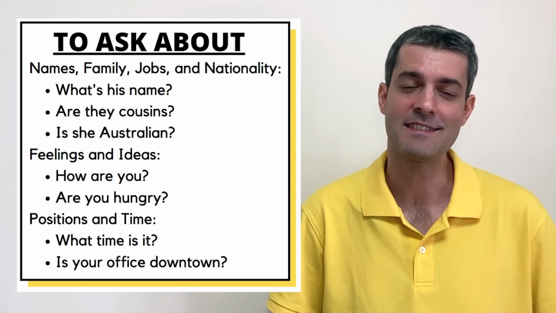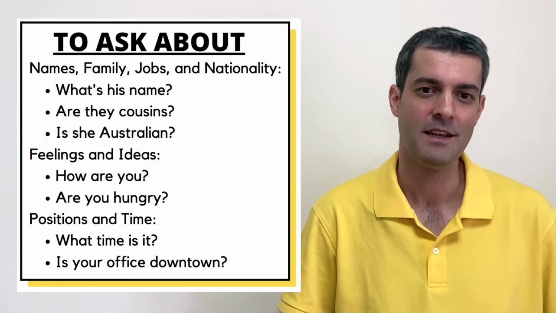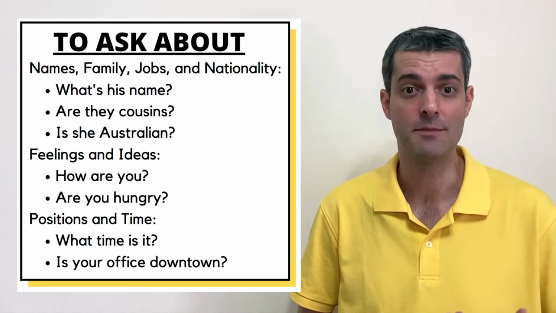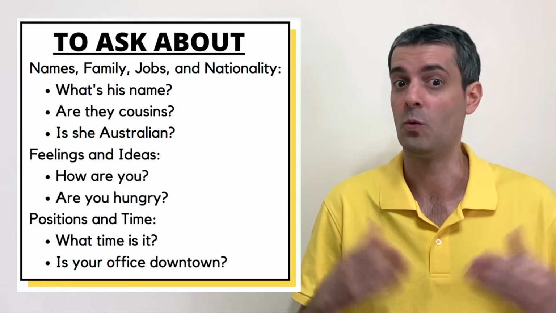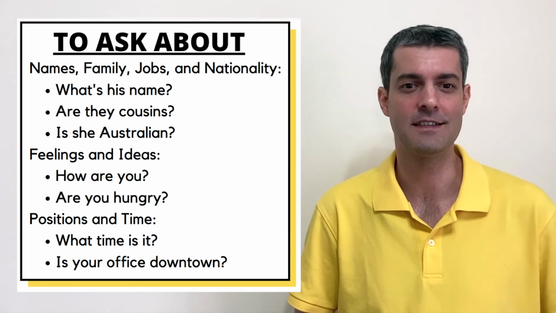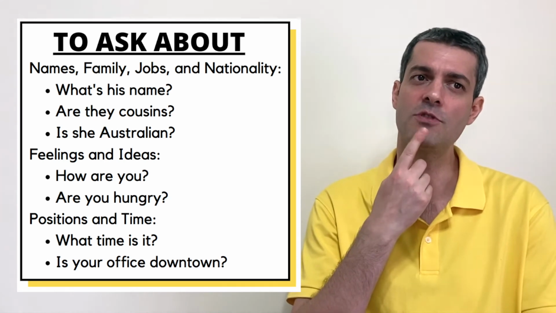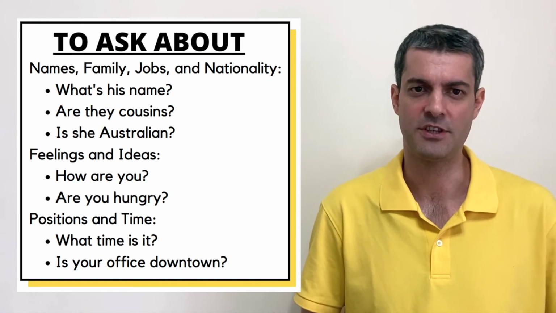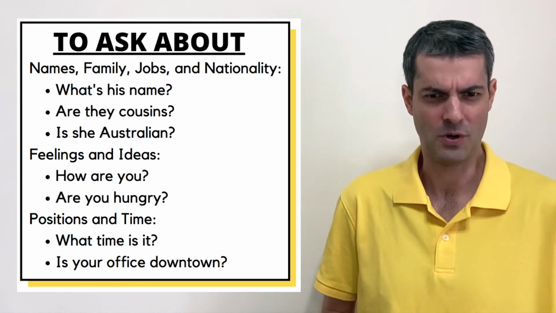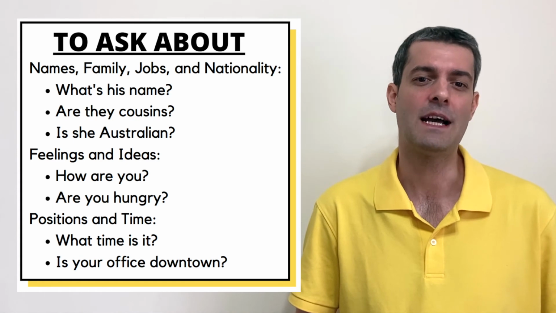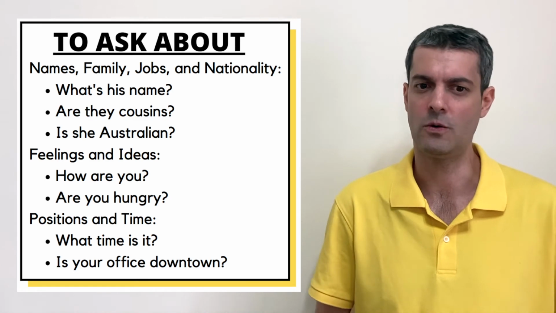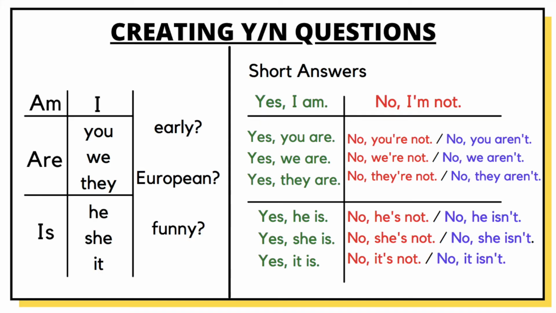Now we're going to explore making questions in the present simple tense using the verb be. We make these questions to ask about names, family, jobs, and nationality, such as, what's his name, or are they cousins? Or is she Australian? We also ask about feelings and ideas, such as, how are you? Or are you hungry? We also ask about positions and time, such as, what time is it? Or is your office downtown?